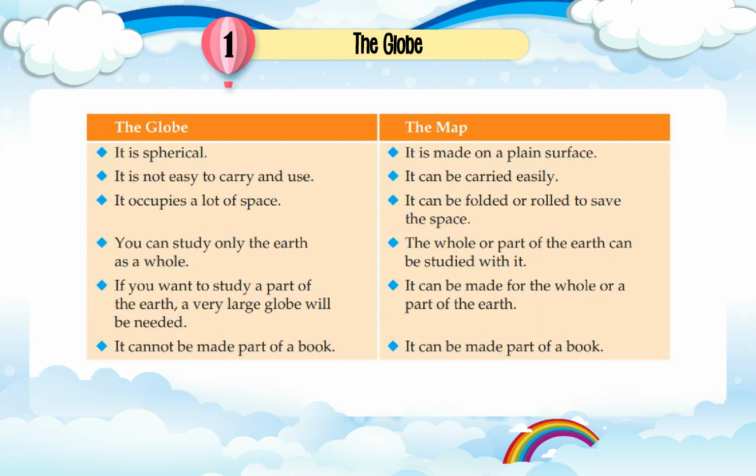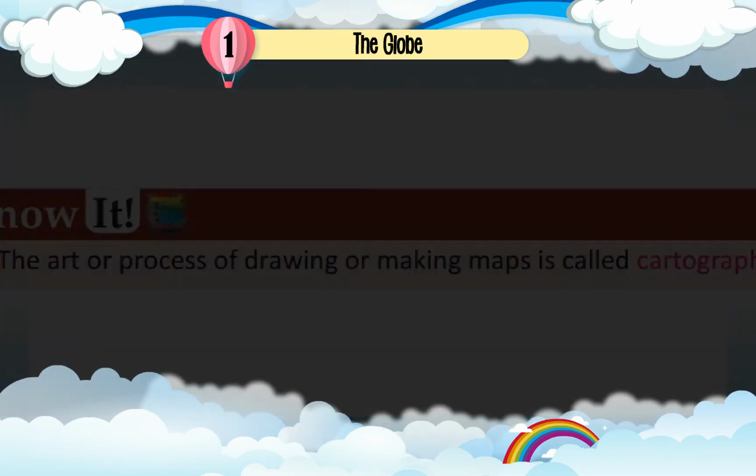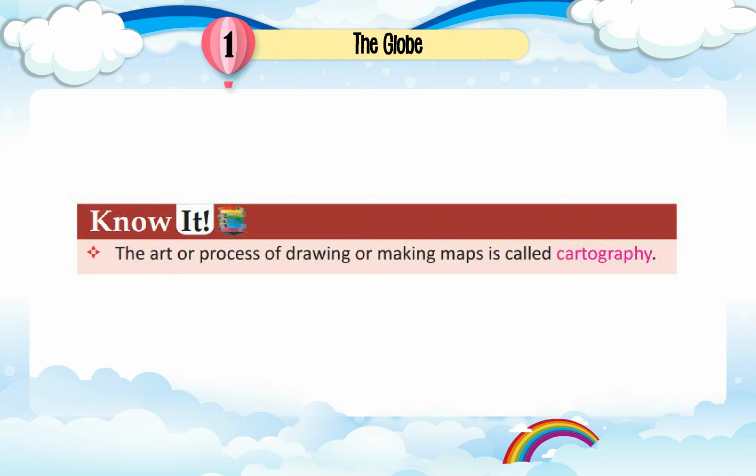The map. It is made on a plain surface. It can be carried easily. It can be folded or rolled to save space. The whole or part of the earth can be studied with it. It can be made for the whole or a part of the earth. It can be made part of a book. Know it. The art or process of drawing or making maps is called cartography.